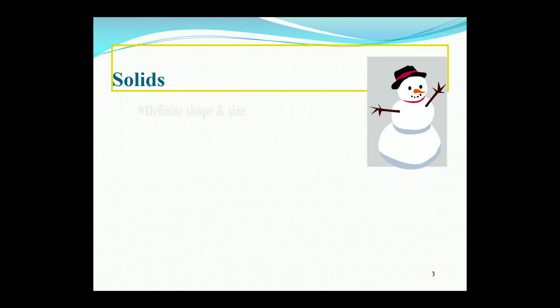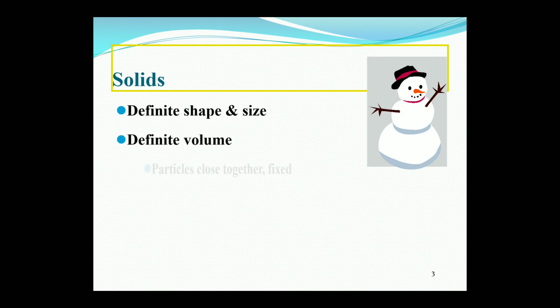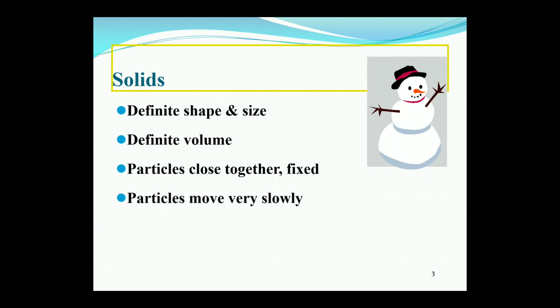So now talking about solids. Solids generally have a definite shape and size. We all know that solids always have a definite shape and size. It has a definite volume, and the particles are close together and fixed because they come in contact with each other, and there is always a strong force and bonding between them. That is why in solids particles are close together and fixed. Particles move very slowly because there is a tight bonding between them.